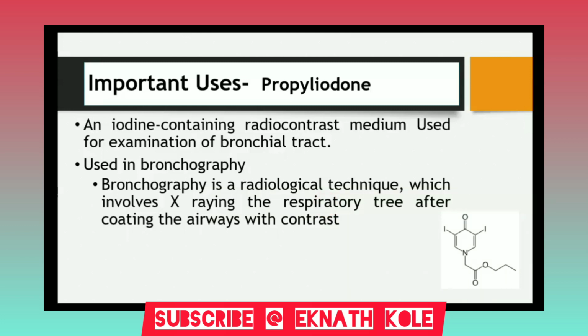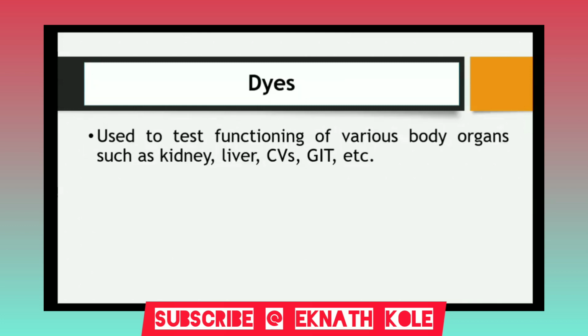Then let's see dyes, the second one. What are the uses of dyes as diagnostic agents? These are used to detect the functioning of various body organs such as kidney, liver, cardiovascular system and gastrointestinal tract, etc. You can detect the functioning of these various body organs by using dyes, and dyes are classified into two classes, which are phthalein dyes and azo dyes.